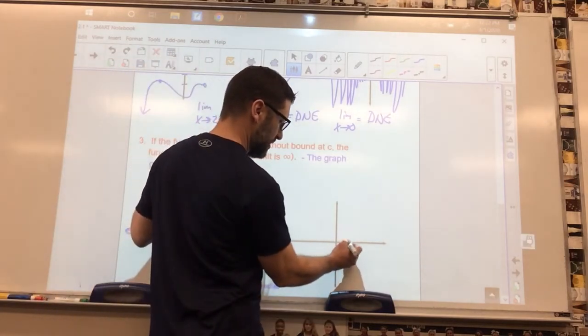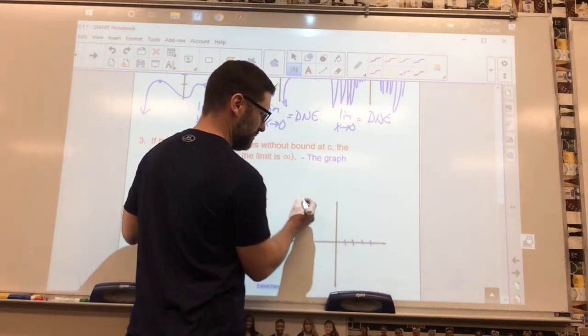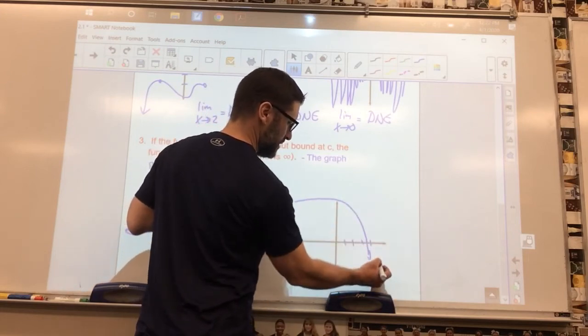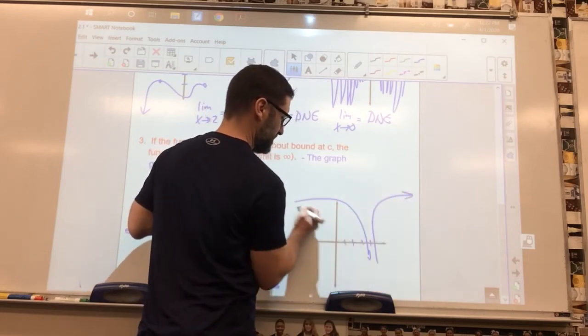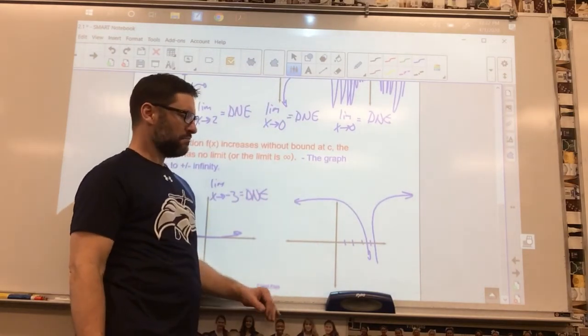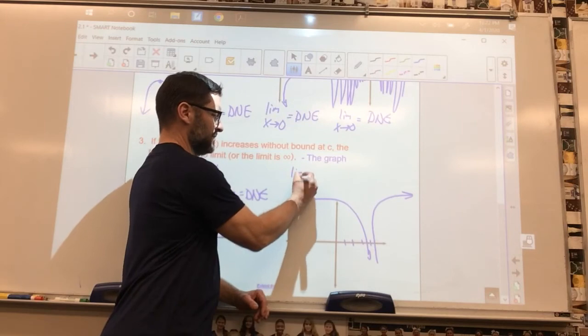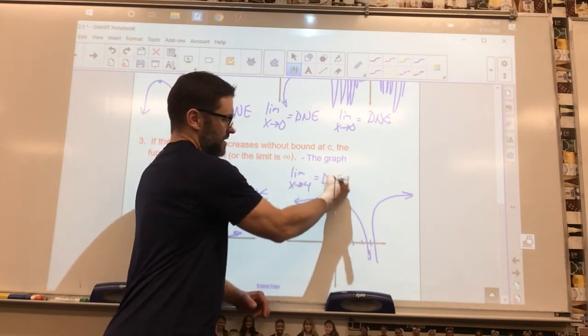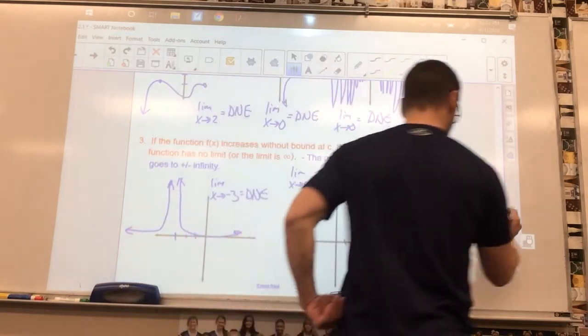We could do the same thing in a down format. Maybe it comes like this, and it goes like this. Something like that. Do you know where the limit doesn't exist on that? You would say the limit as x goes to 4 does not exist.